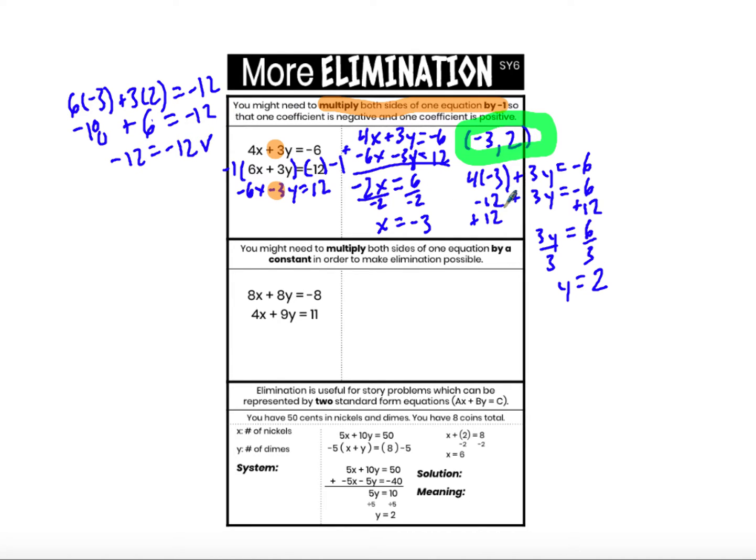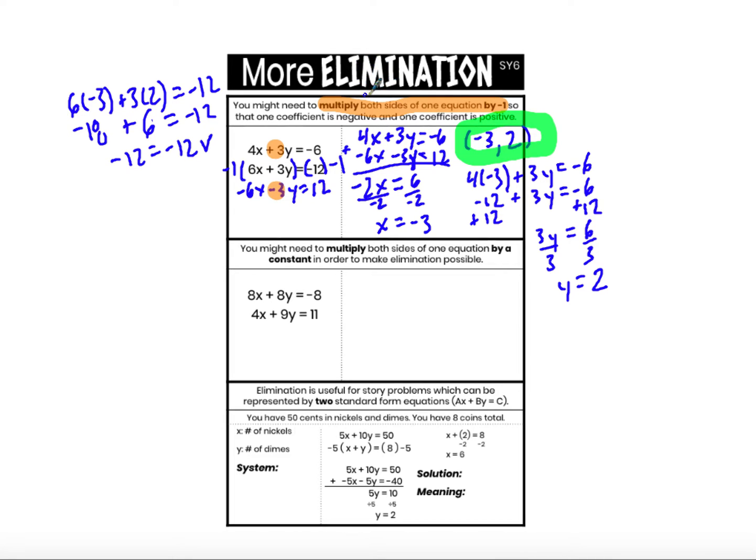Yay, I'm right. So I have checked my solution by plugging it into my second equation. Yes, (-3, 2) is a solution to the second equation. I will check the first one just to be safe. 4 times negative 3 is negative 12. Negative 12 plus 3 times 2 is negative 12 plus 6. Negative 12 plus 6 is negative 6. Yay, I didn't make a mistake over here.